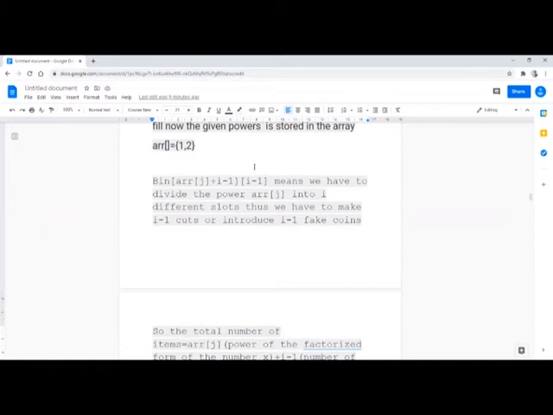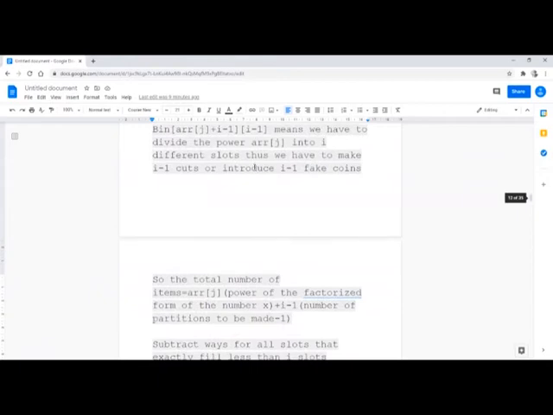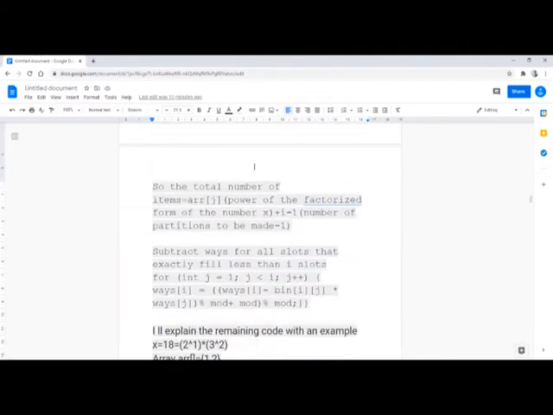The binomial coefficient arr[j] plus i minus 1 C i minus 1 means we have to divide the power arr[j] into i different slots. Thus we have to make i minus 1 cuts or introduce i minus 1 fake coins. So the total number of items is arr[j], the power in the factorized form of the number x, plus i minus 1, the number of partitions to be made minus 1. Subtract ways for all slots that exactly fill less than i slots.